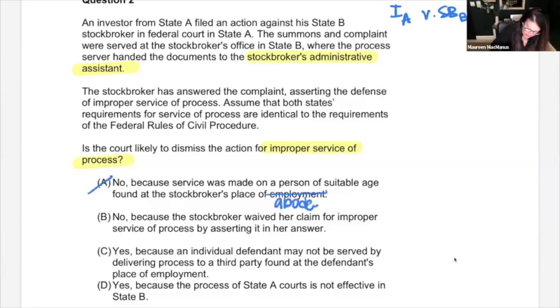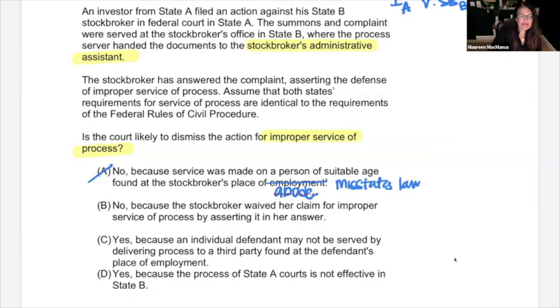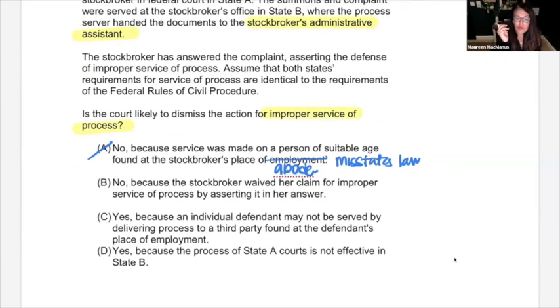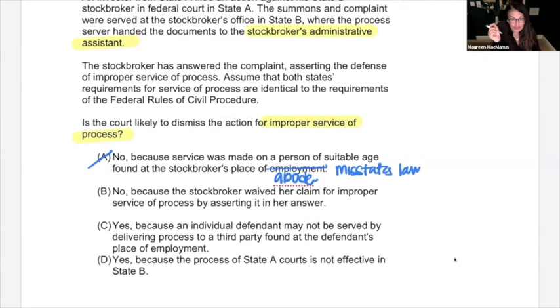So this is incorrect because it misstates the law. A lot of people pick this answer, so don't feel bad if that was you. B, no, because the stockbroker waived her claim for improper service of process by asserting it in her answer. This also misstates the law.